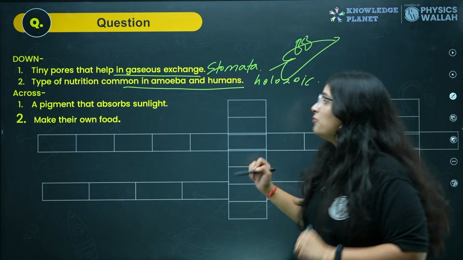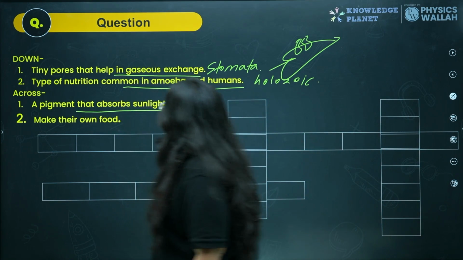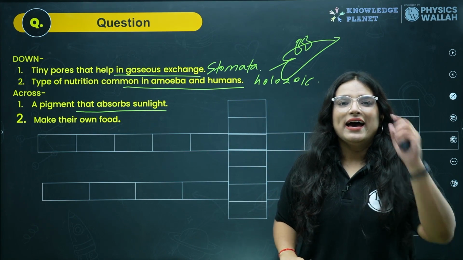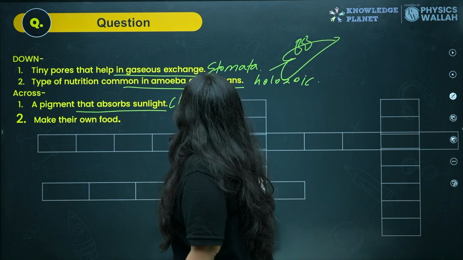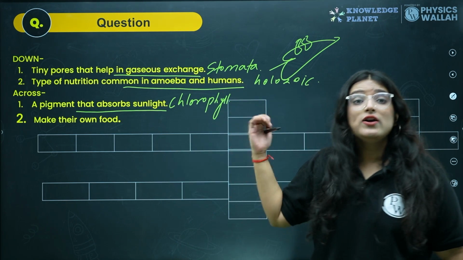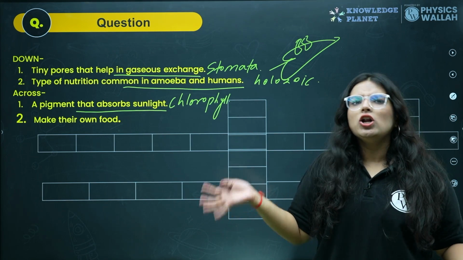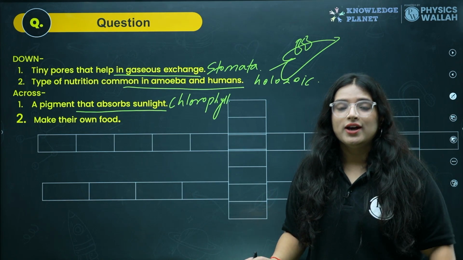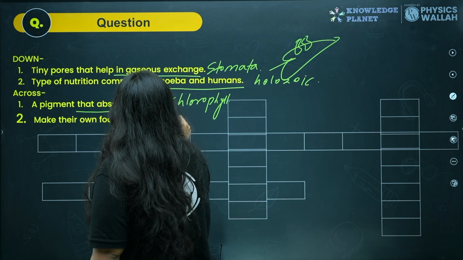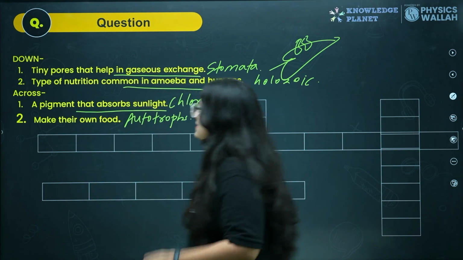Okay. Now, a pigment that absorbs sunlight. Remember, the plants have a special magic pigment, and that magic pigment was chlorophyll. Now, dash will make their own food. So, which organisms can make their own food? Those are autotrophs. Okay, let's see the answers.